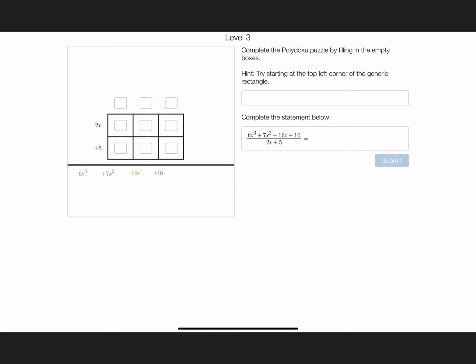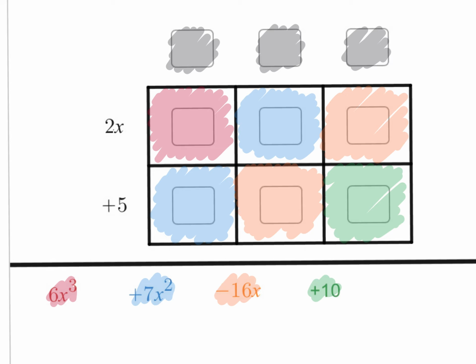Now this is level 3. So let's start by filling in the boxes, and then we'll fill in the stuff on the right-hand side. So we've even shaken this up a little bit more. This time, I know only what my final sum is and what one part of my product is. I have to fill in the other part of the product.